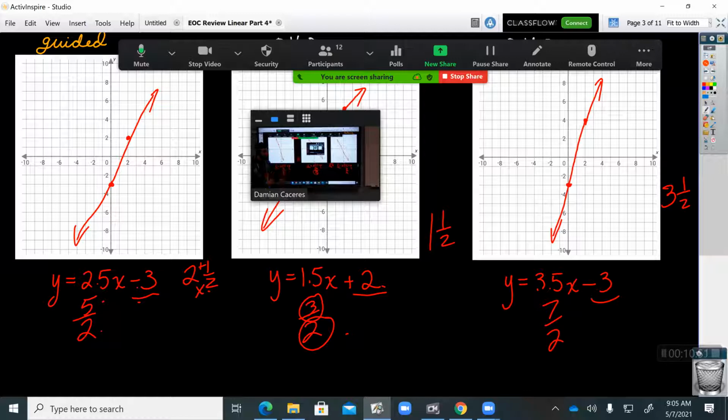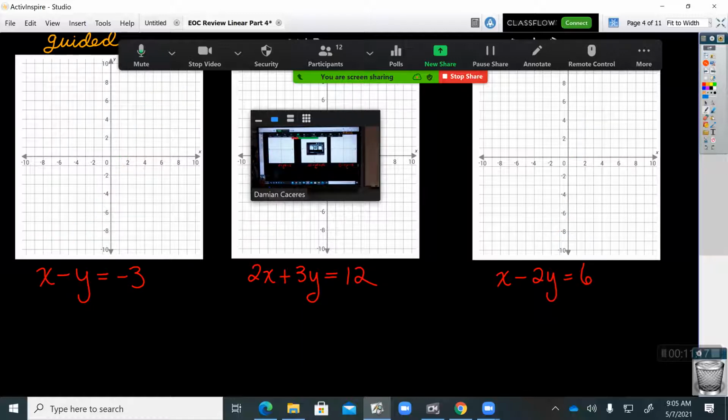Now, you can always double check your answer. If your slope is positive, this should be going up from left to right. You see that? If the slope is negative, it goes down from left to right. So you can always verify part of your answer that way. Any questions on graphing decimal equations? All right, let's move on to the next part here.